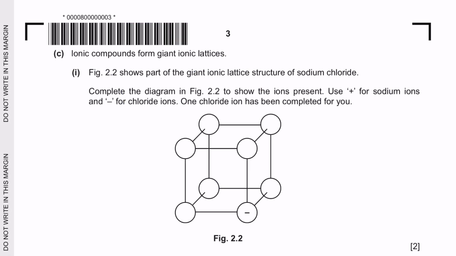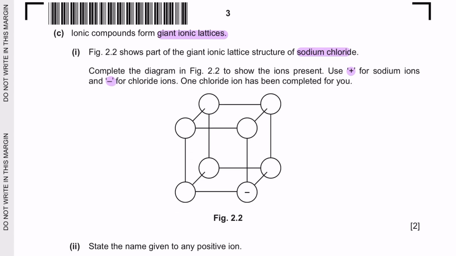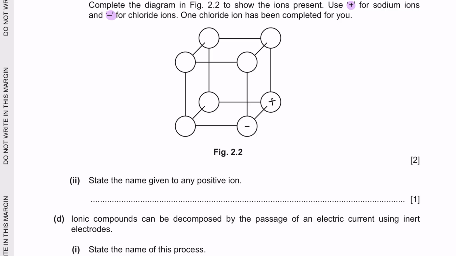Next, question C. Ionic compounds form giant ionic lattices. Part 1. Figure 2.2 shows part of the giant ionic lattice structure of sodium chloride. Complete the diagram in figure 2.2 to show the ions present, positive for sodium ions and negative for chloride ions. 1 chloride ion has been completed for you. So negative will be attracted to positive. So just make sure to draw opposite charges connected to each other.